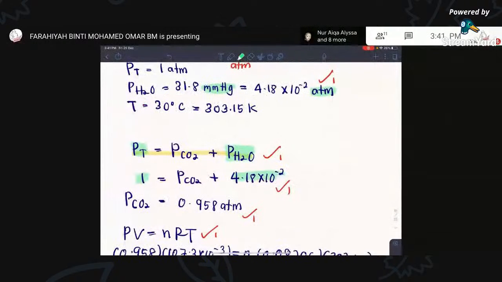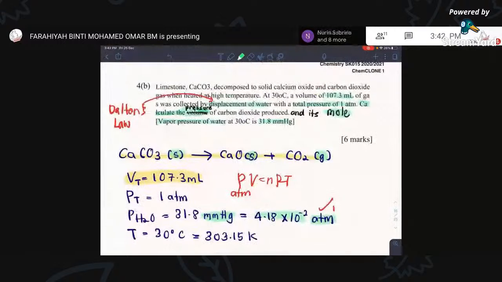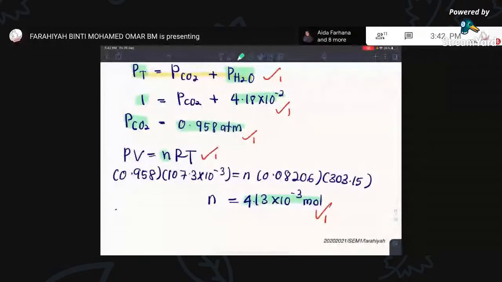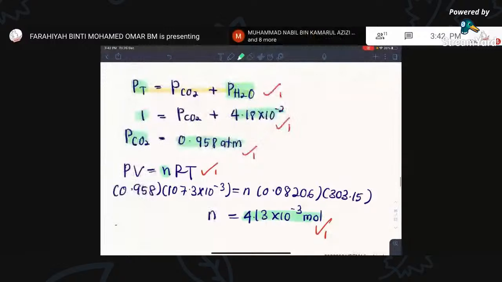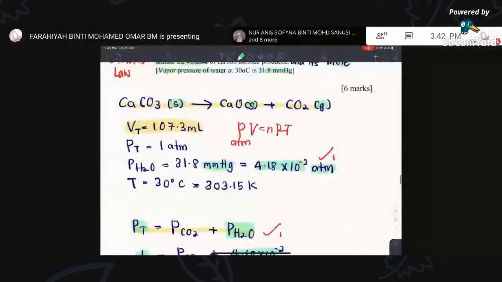Okay, so P total is given and the pressure of water is also given. This is the vapor pressure of water, which you convert to atm. Okay, so you will get your pressure of carbon dioxide. And then we want to find moles. So you find the moles, and you will get the number of moles. Okay. So with some changes, this one will be 6 marks. So it's okay, there is a small correction to this question.